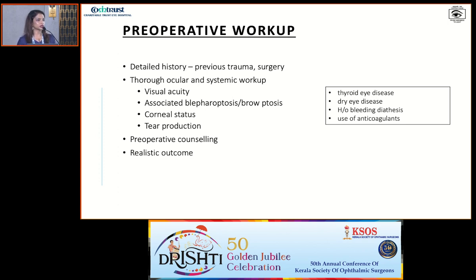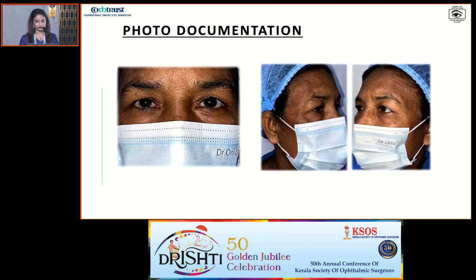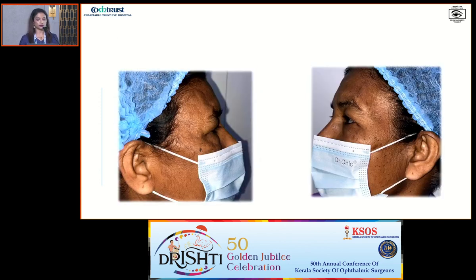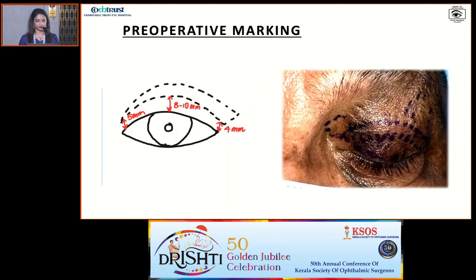Corneal status and tear production need to be recorded in all cases, and a thorough preoperative counseling. You talk the patient through the surgical procedure so that they have a realistic outcome. Photo documentation is very important, both prior to the surgery and post-surgery as well. You always take a front photo, an oblique view, and a profile photo, which is a side photo.